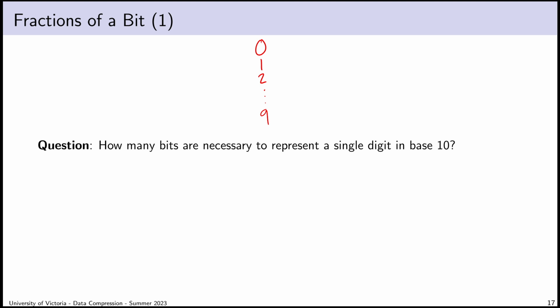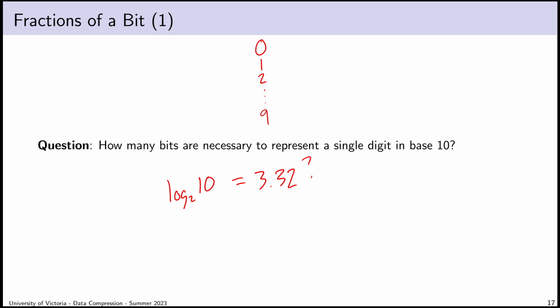This is review from probably a first-year course, but let's just go through it. How many bits do I need to represent all the possibilities if I'm sending you one digit in base 10? Well, there are 10 possibilities, and so I can compute the number of bits using this formula that you probably have memorized. I take the log in base 2 of the number 10, and that comes out to be something weird, about 3.32. But what does it mean to have 0.32 of a bit?